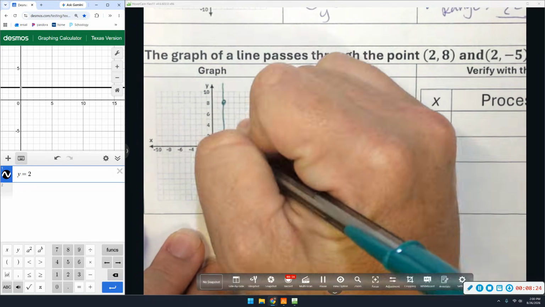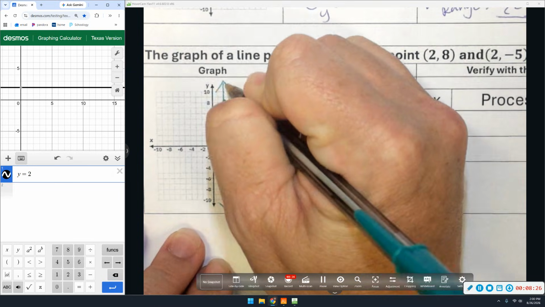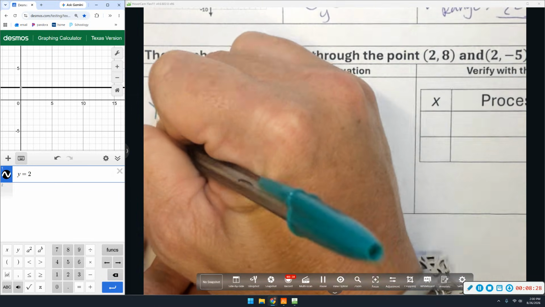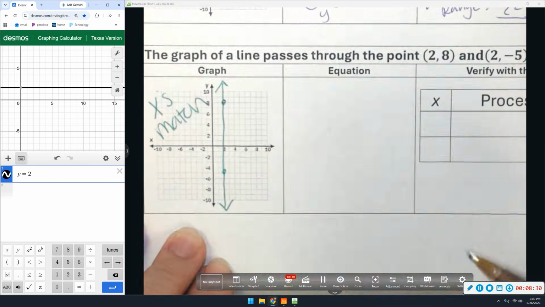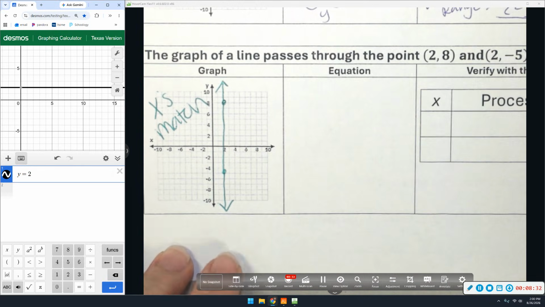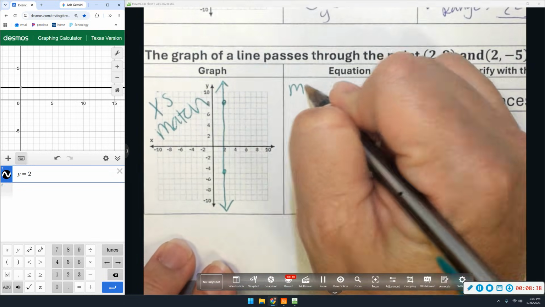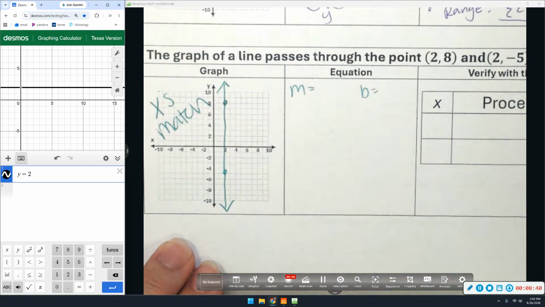What's the same? What matches this time? The x. This is where the x's match. So when the y's match, it's horizontal. When the x's match, it's vertical. Okay, well, because again, we're trying to find m and b, looking at slope, who can tell me what the slope is?